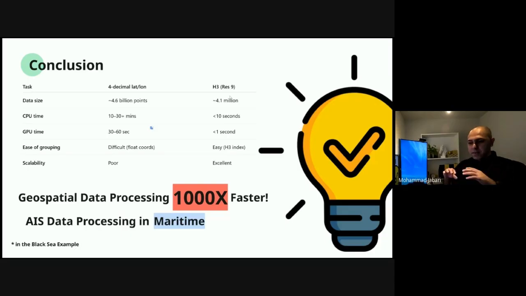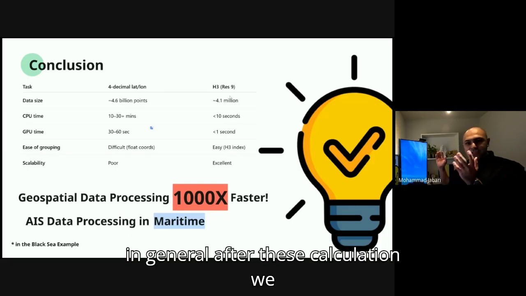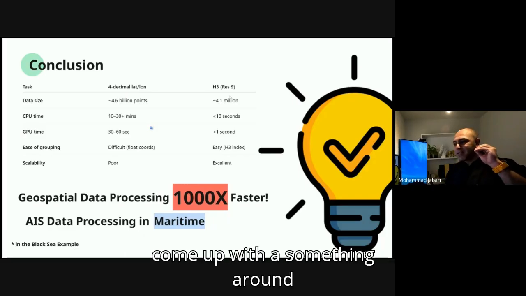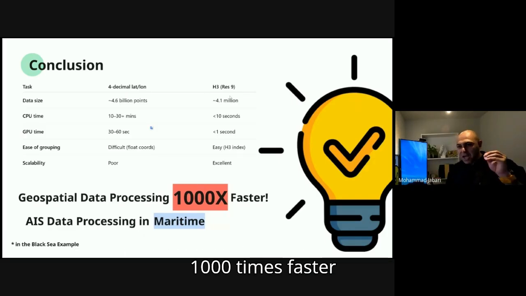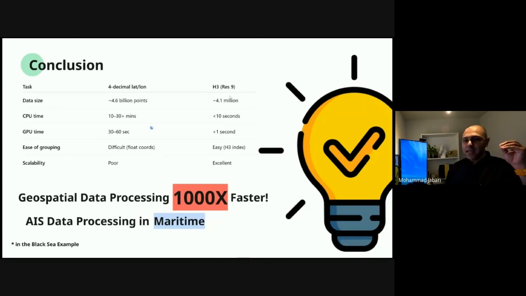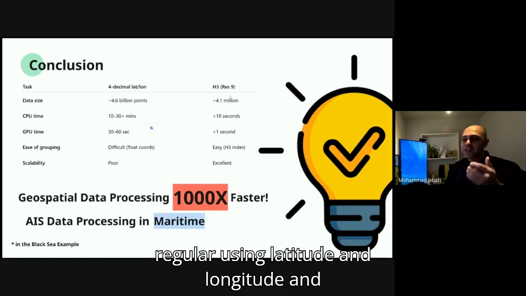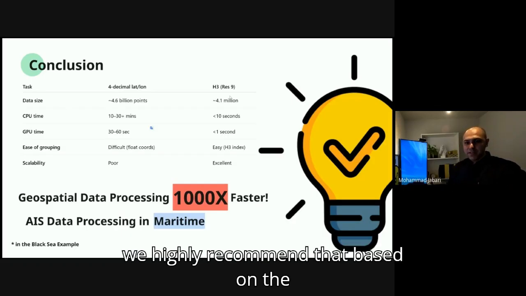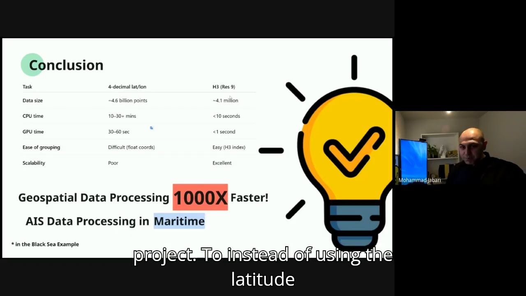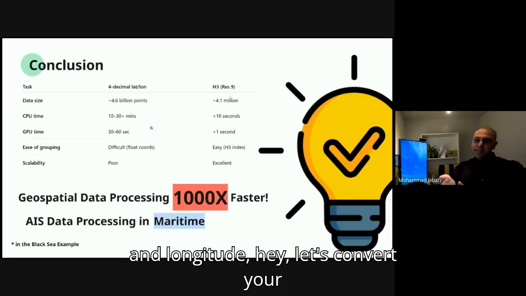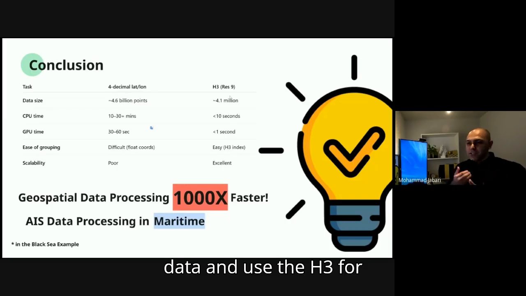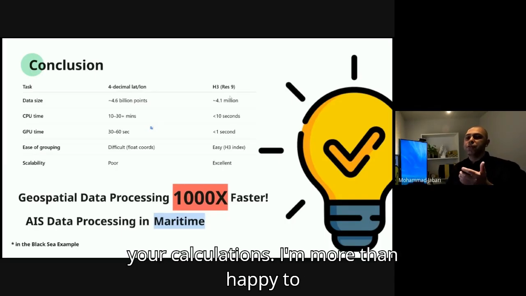So in general, after this calculation, we come up with something around 1,000 times faster calculation than regular using latitude and longitude. And we highly recommend that, based on the project, instead of using the latitude and longitude, let's convert your data and use H3 for your calculations.